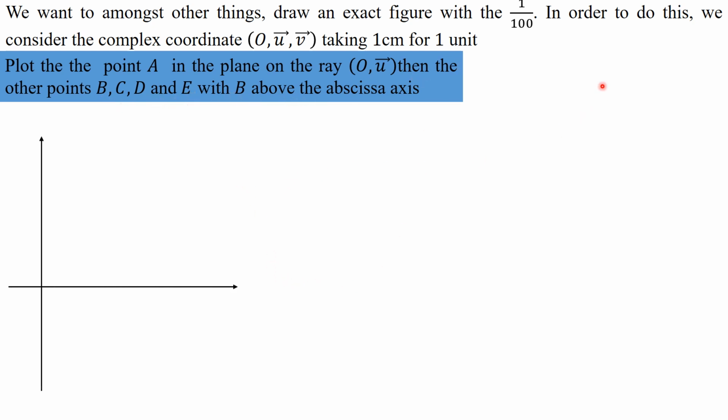Alright, so first we begin by plotting our ordinate and our abscissa axis. The ordinate is the vertical axis and the abscissa is the horizontal axis. Now we plot the point O, which is the origin.